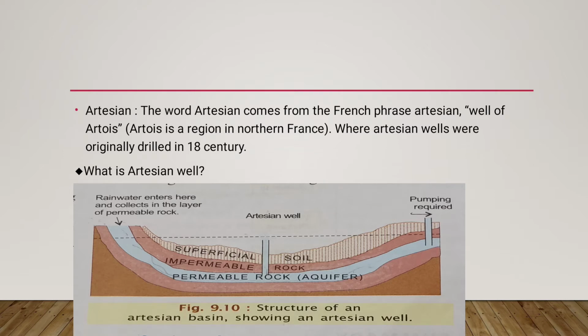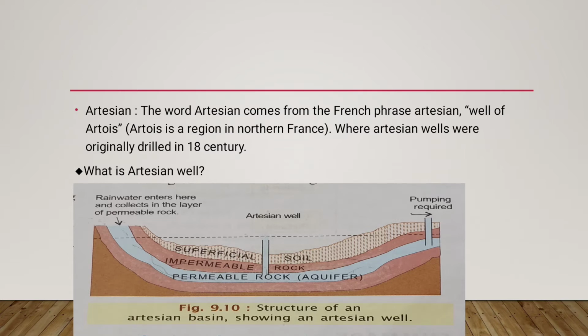The word artesian comes from the French phrase artesian, which is well of Artois. Artois is a region in northern France. It is a town in northern France where artesian wells were originally drilled in the 18th century. And what is an artesian well?